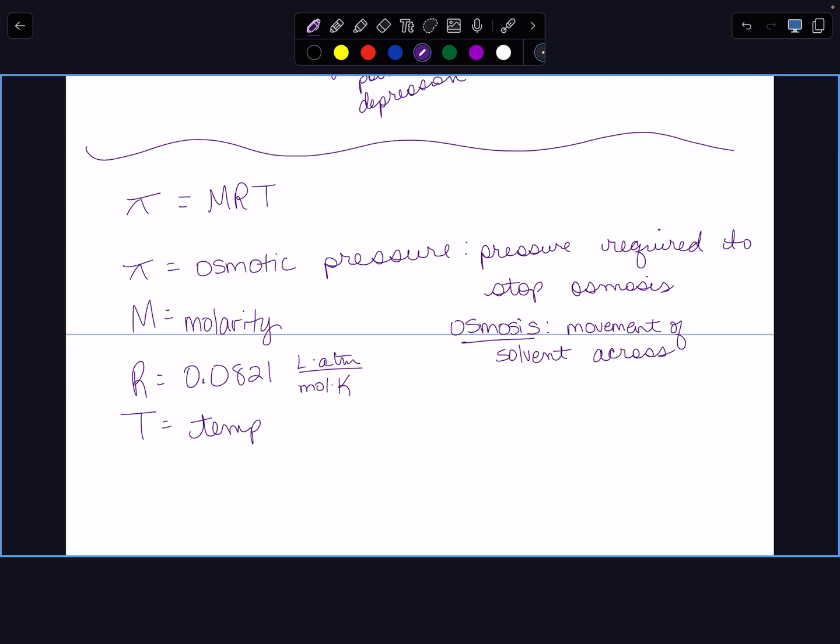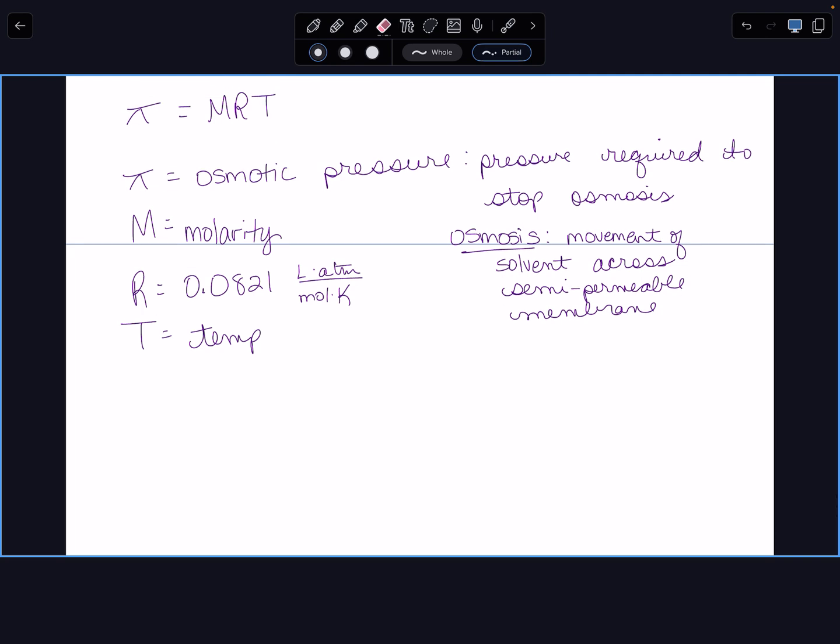Across a semi-permeable membrane. In chemistry, the solvent's not always water. In biology, it is. In plants, it is. I mean, that's still biology, I guess.